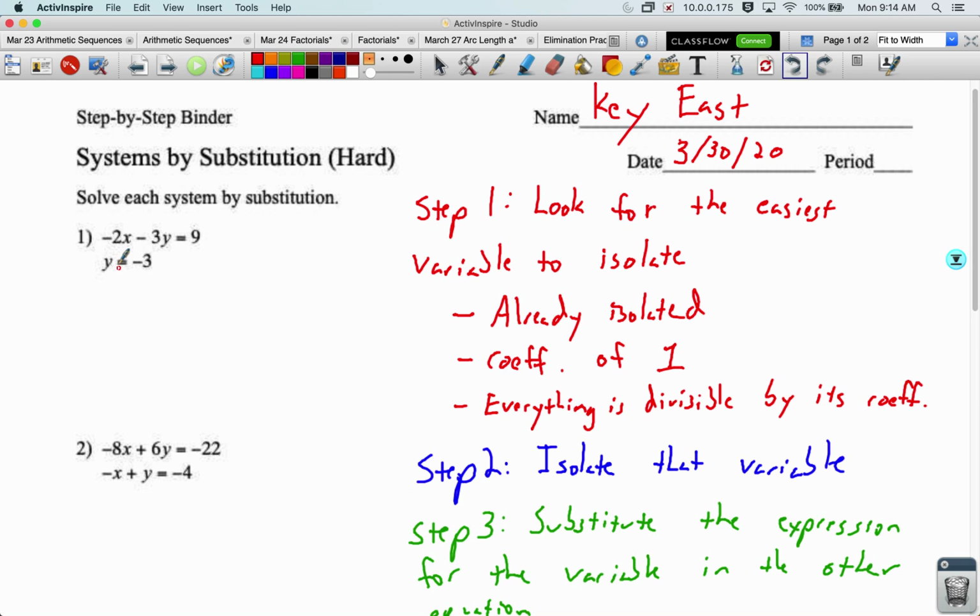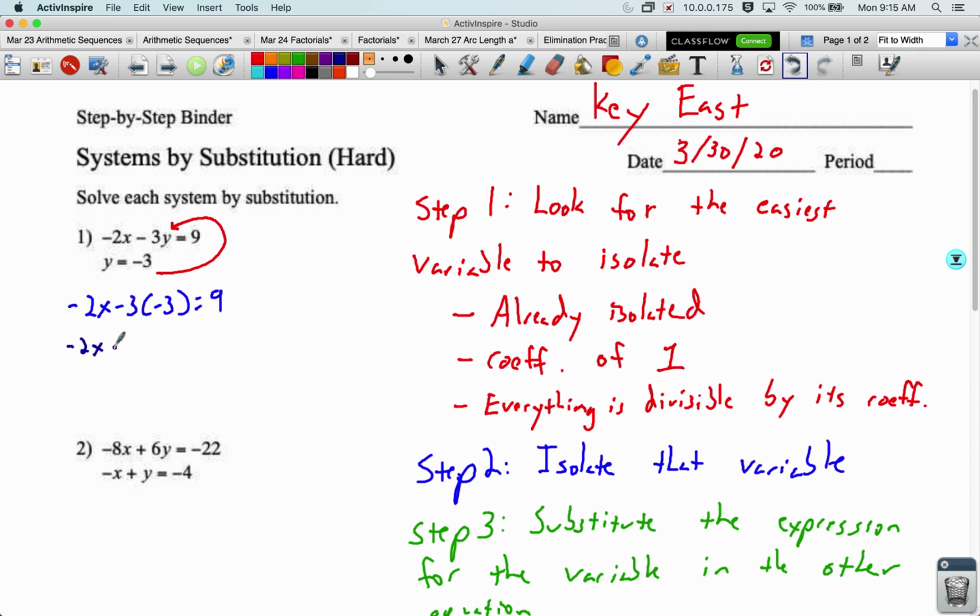So in problem 1, we've got one of our actually easiest cases where we're told half of the answer. Y is equal to negative 3. So this y is already isolated, and there's no expression over here. It's just the value. So this can come in and replace this y up here. Now I can copy down that top equation, negative 2x minus 3 times negative 3 equals 9. And now just solve for x.